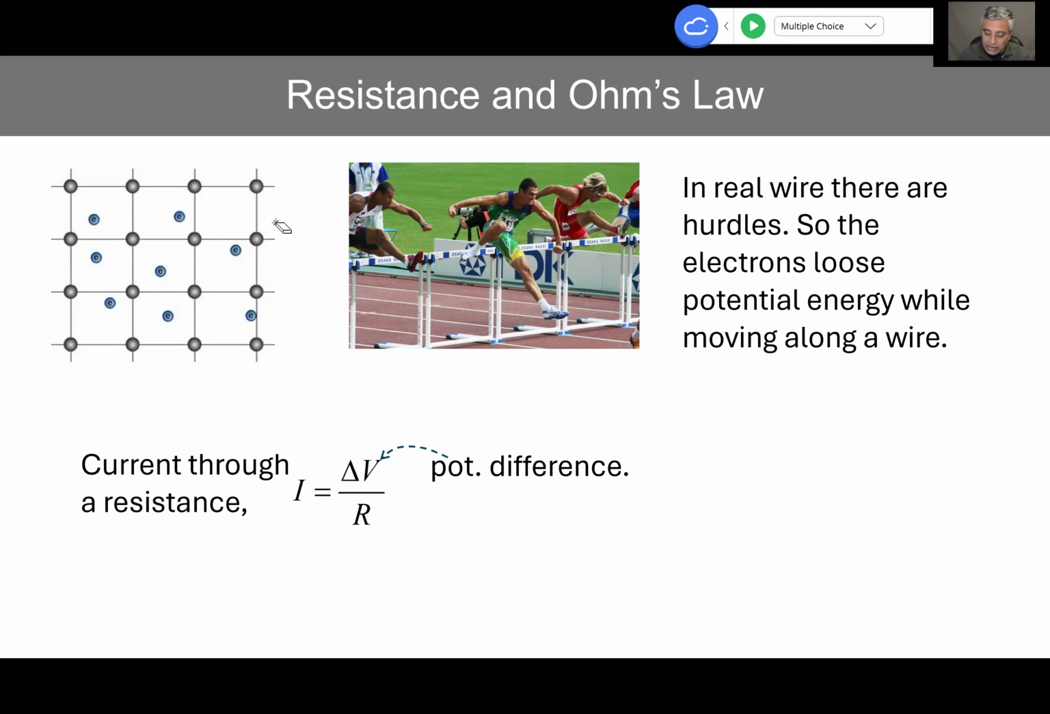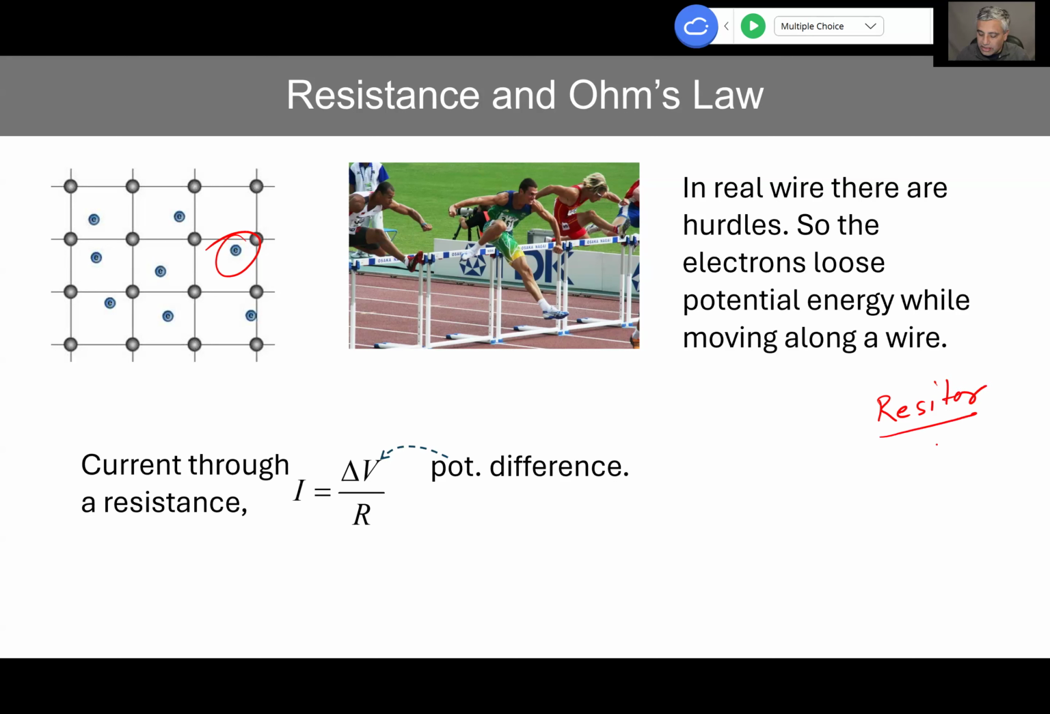They lose energy just like if these hurdles were not there, then this player would lose less energy than when the hurdle is present, right? So they have to convert their kinetic energy to potential energy to basically cross that. So similar idea. They have some sort of hurdle when they are flowing through the wire. That hurdle has a name. We call that resistance. A device that has a resistance is called a resistor.